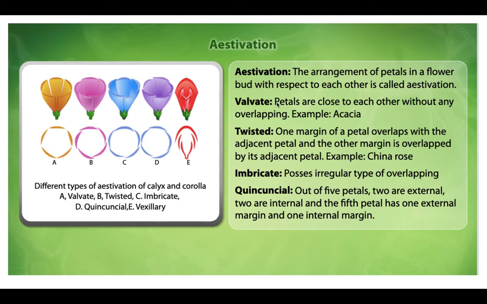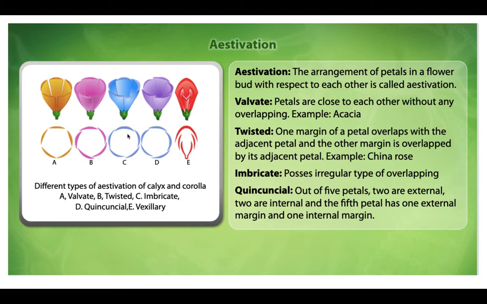In valvate type of estivation that you can see here in the figure, look at the arrangement of the petals. Petals are close to each other, like in this case, without any overlapping. Example is acacia. While in this type, which is known as twisted estivation, one margin of the petal overlaps the adjacent petal, and the other margin is overlapped by its adjacent petal. China rose is the example of that type of estivation.